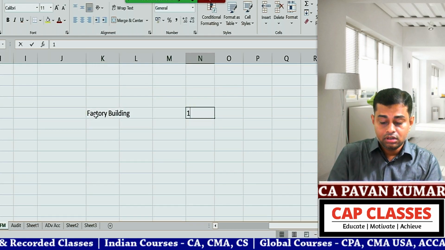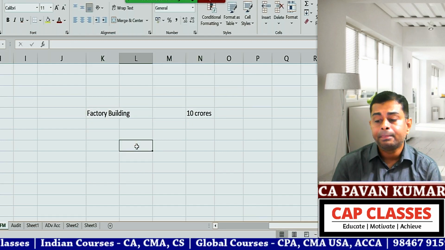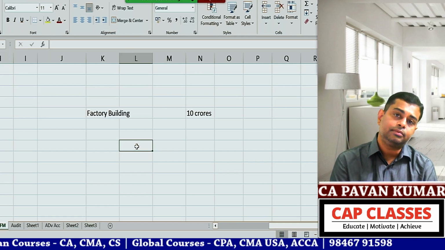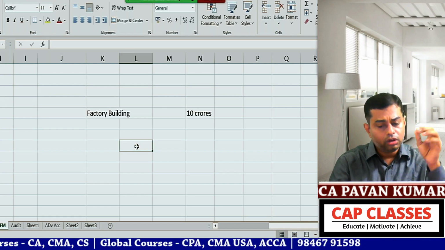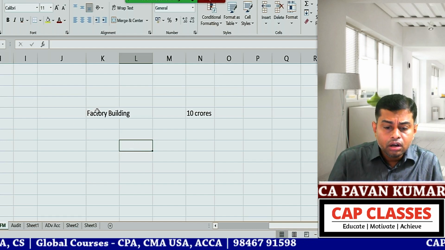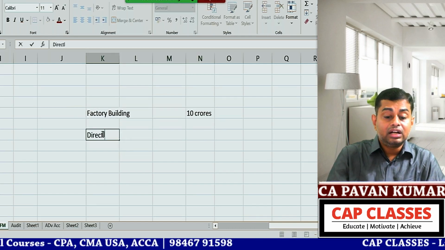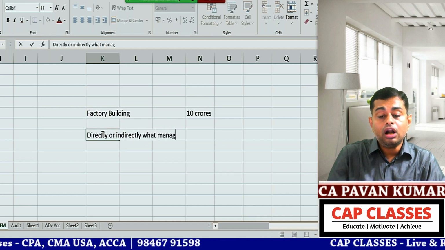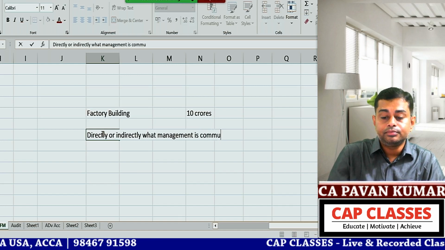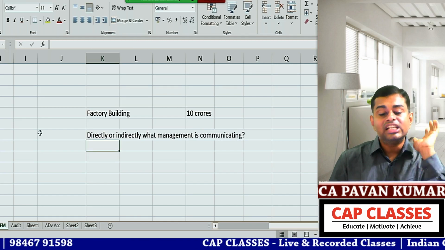factory building 10 crores. This is in the balance sheet of the company. Factory building 10 crores is there. Debtors 10 crores is there. Building 10 crores is there. Land 5 crores is there. In the P&L, sales 150 crores is there. When you look at this, what are the assertions? Assertions are directly or indirectly what management wants to communicate, or what management is communicating.